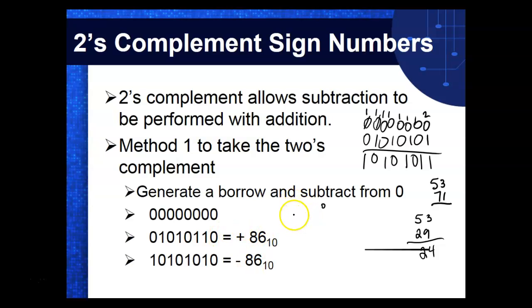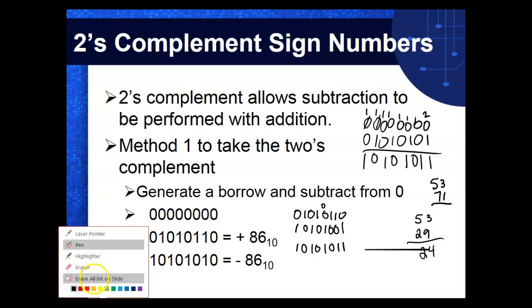So I've got this binary number right here, and I'm going to take the 1's complement of it. 1's complement means invert everything. And then I would add 1, and that would be the 2's complement right there.